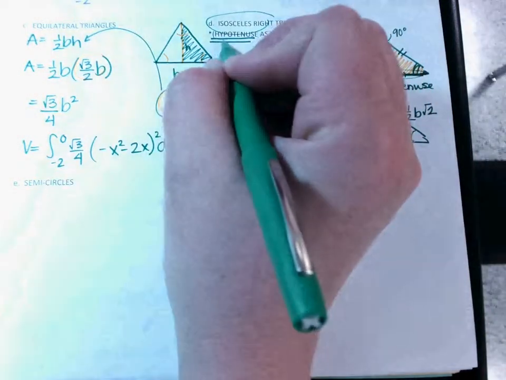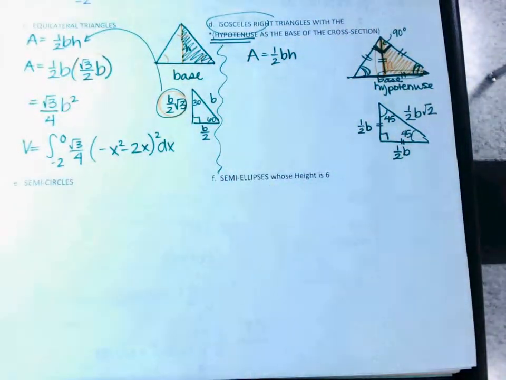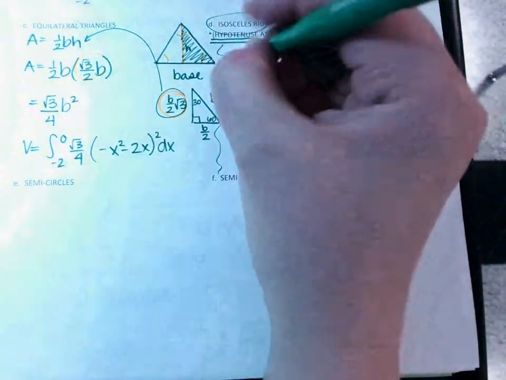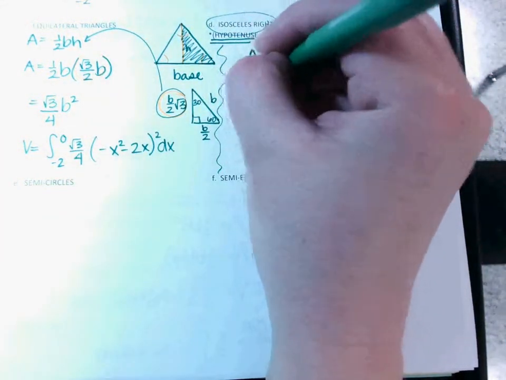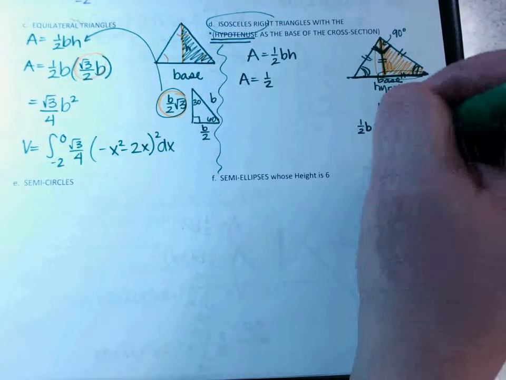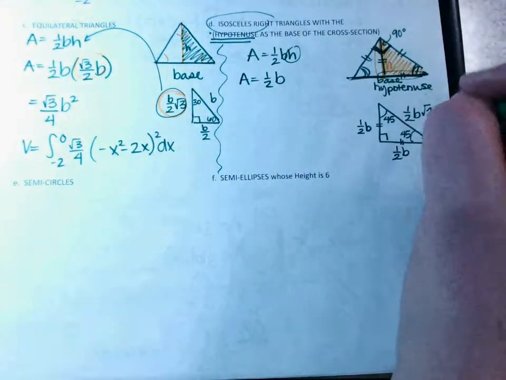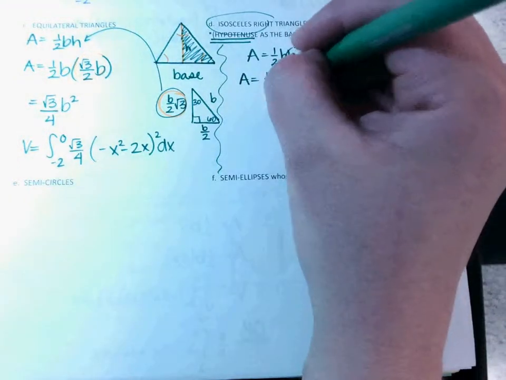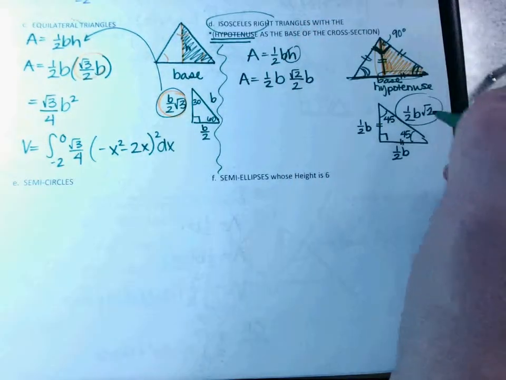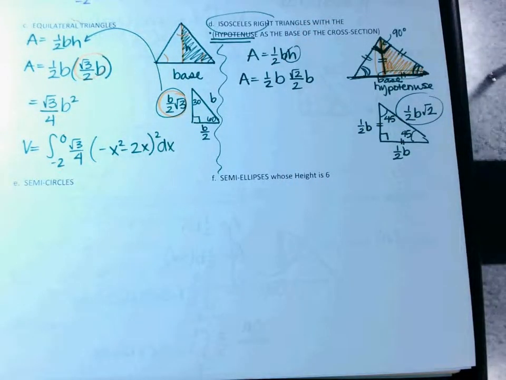So then I'm going to come up here to my area formula, and I'm going to adjust it and plug it in. So it'll be area equals 1/2. My base is still going to be all the way across, but then for my height, I'm going to substitute this in. So it'll be root 2 over 2 times b.